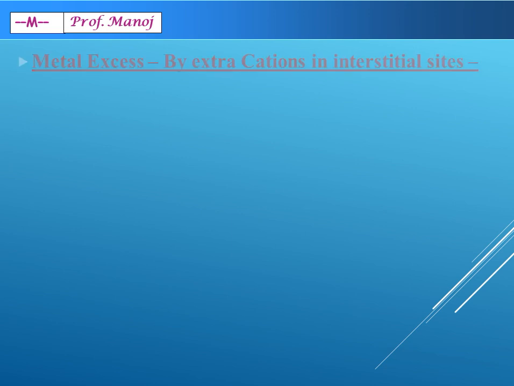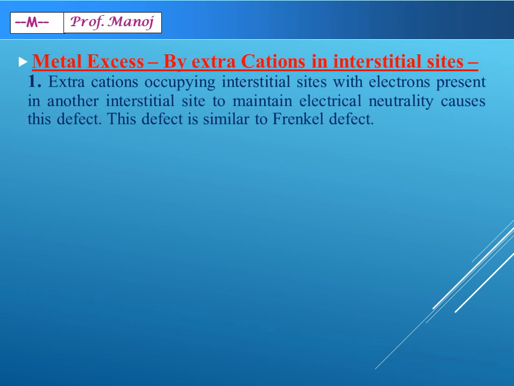Let us come to the second kind of defect, metal excess or extra cations defect. Extra cations occupying the interstitial site with electron in another empty site. This is called extra cations defect. Practically, if you see, this looks similar to Frenkel defect.